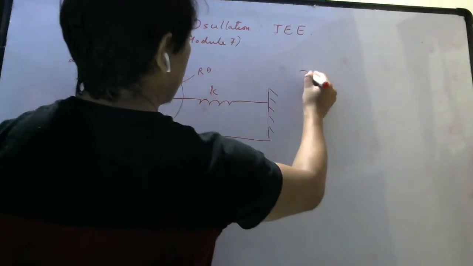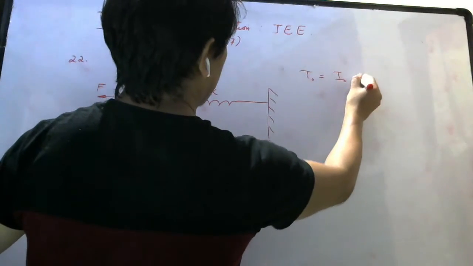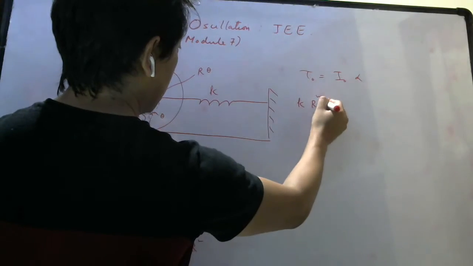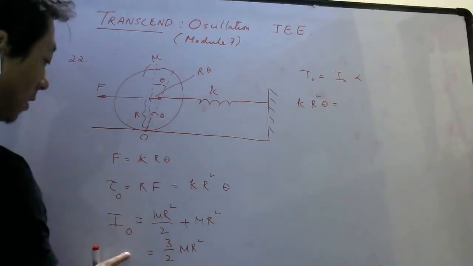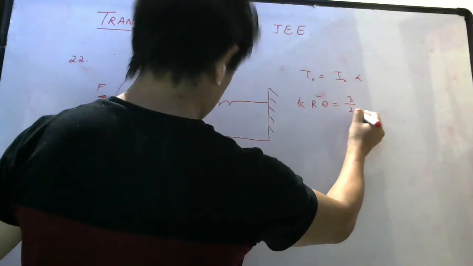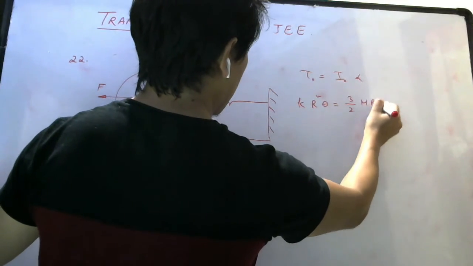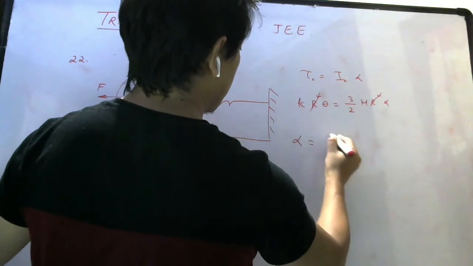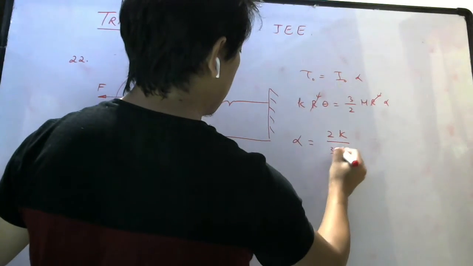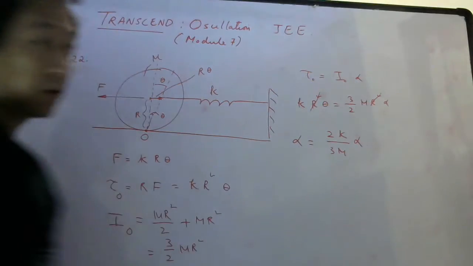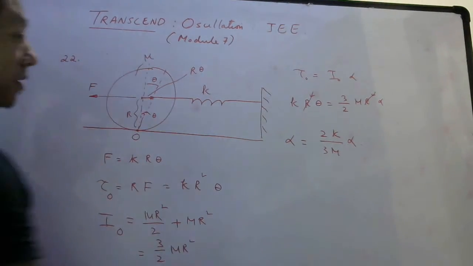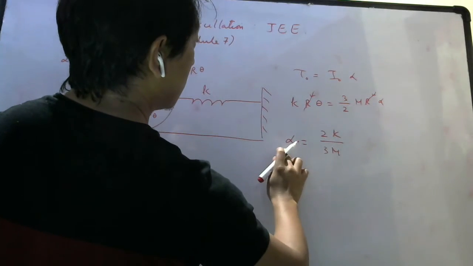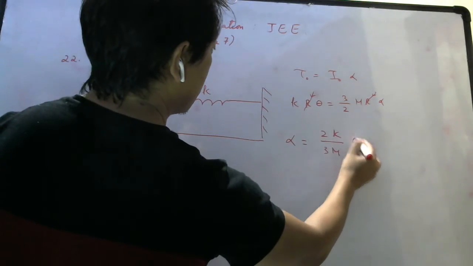So torque can be written as I times alpha about O. Torque is k R square theta, equals the moment of inertia about O, which is 3 by 2 mr square, times alpha. So alpha will be what? R square gets cancelled, so alpha is 2k by 3m times theta.